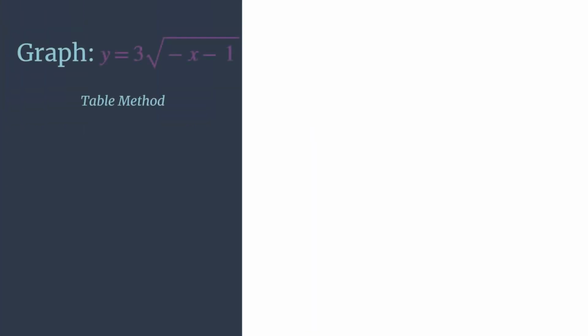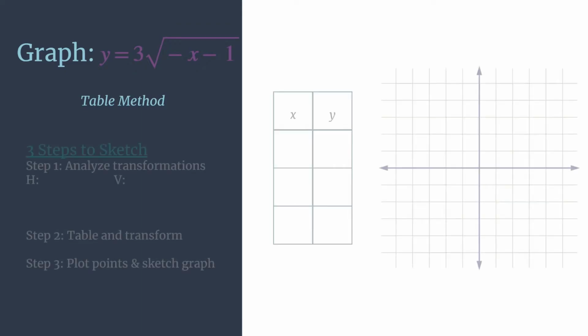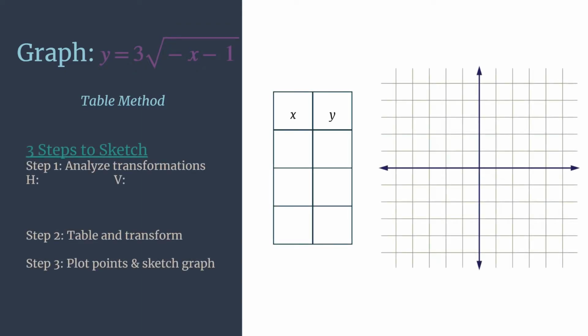All right, so here's our reminder of what we're graphing, and here is our setup. So we have our 3 steps to sketch outline, we have a table, and a grid. So let's go ahead and identify our parent function before we jump in. And like we said, this is a transformation of the square root function. So that's y equals the square root of x. Okay, so that's what we'll be transforming.